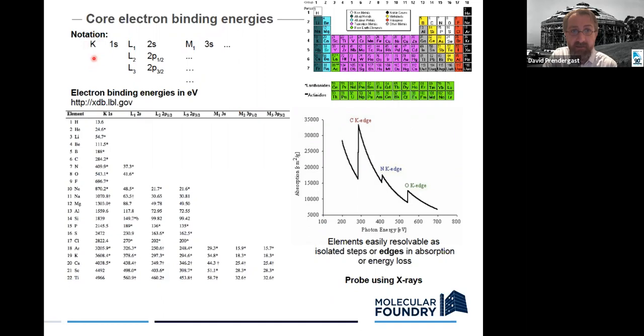Just some terminology. The letter K is used to denote excitations of 1s electrons. L for the second quantum shell, either 2s or 2p electrons. M for the third quantum shell, and so on. And so mostly in this talk, I'll refer to what's called the K edge, like the carbon K edge, nitrogen K edge, oxygen K edge. These are excitations of carbon 1s electrons, nitrogen 1s electrons, oxygen 1s electrons. And there are tables online, like this website here, where you can look up the characteristic energies of these different edges. That helps in designing experiments, but also in designing calculations as well.